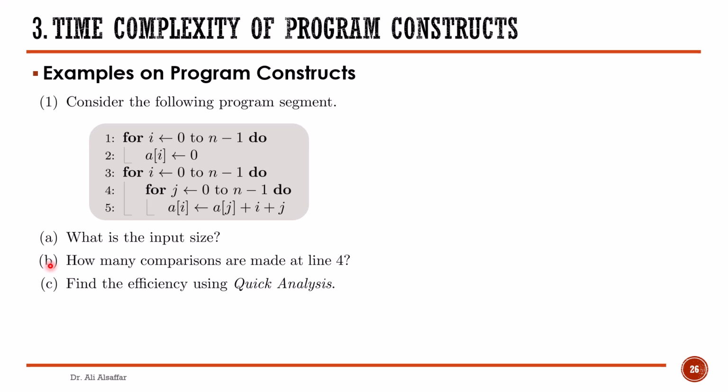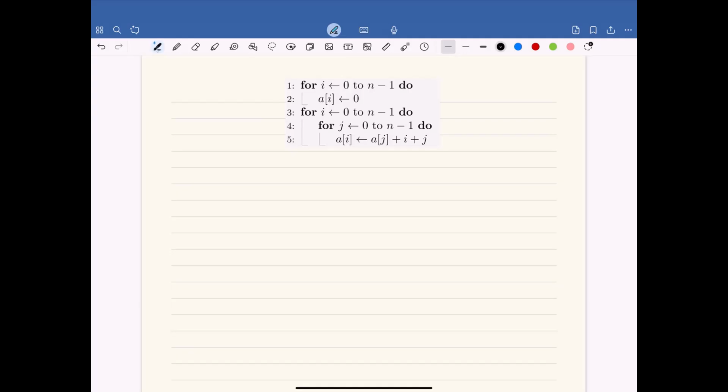Our next question: how many comparisons are made at line 4? Specifically, the condition for the inner loop of the two nested loops. Let us find out how to answer this question. The answer for the first question about the input size is n. So for part A, the input size is n. All the formulas that we will write for time efficiencies will be expressed in terms of n.